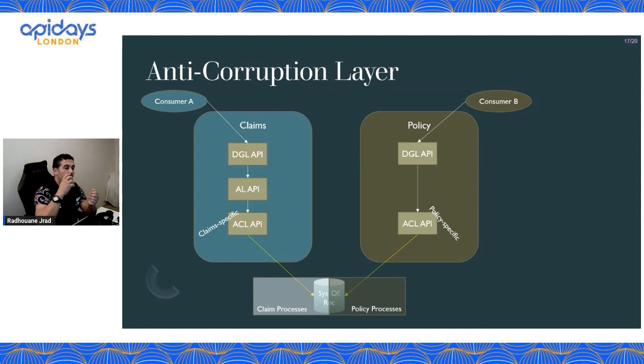If tomorrow you want to export, you want to get rid of the claims data on that system because it was done there by laziness or by mistake or like historic data, then all you have to care about is the claims domain and its ACL API. The policy domain continued to work very nicely.